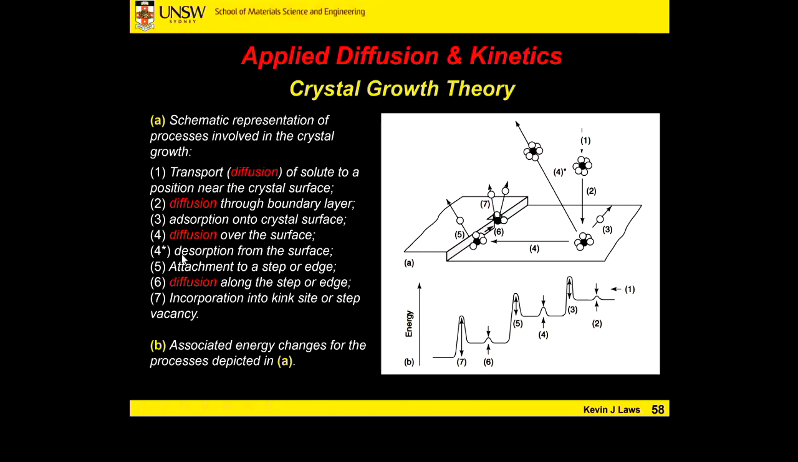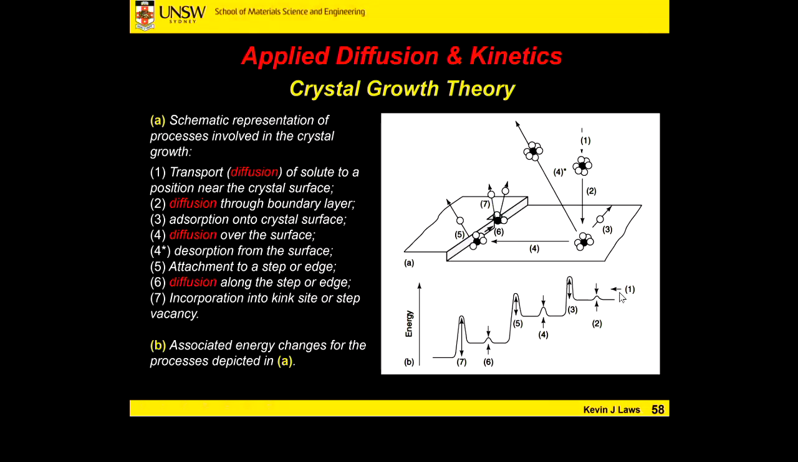So this is where step number 5 comes into play: the attachment to a step or an edge. Hopefully you can appreciate an atom or a molecule will then diffuse across the surface, find a step or an edge in the structure, and then essentially it's got 2 sites to bond to, or another edge or something else to bond to, which makes this a lower energy site.